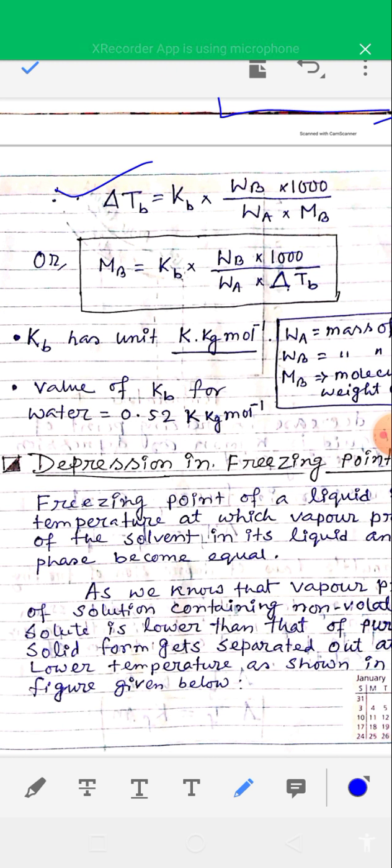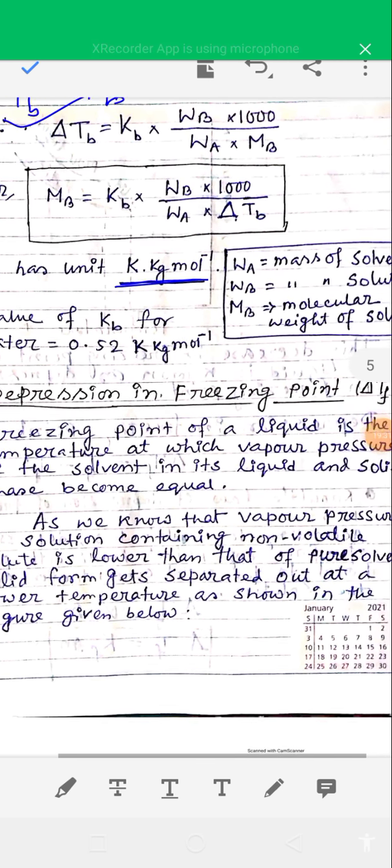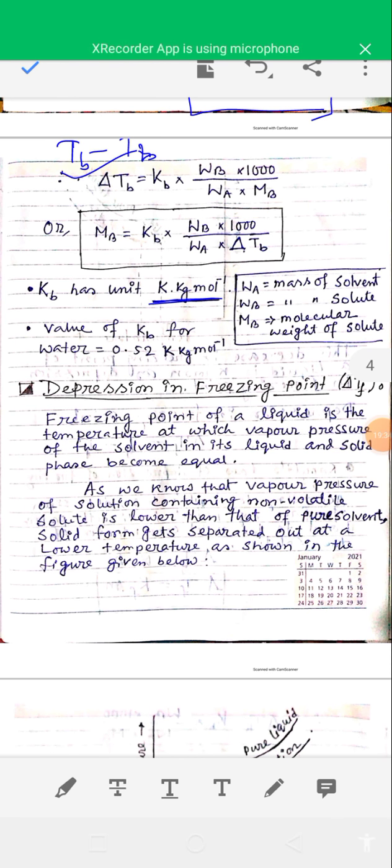Delta Tb means you can also write instead of delta Tb, Tb prime minus Tb, is equal to Kb into Wb into 1000 divided by Wa into Mb. The unit of Kb, molar elevation constant, is Kelvin kg per mole. Here, Wa is the mass of solvent, Wb is the mass of solute, and Mb is the molecular weight of solute.